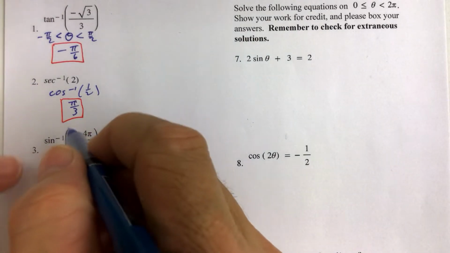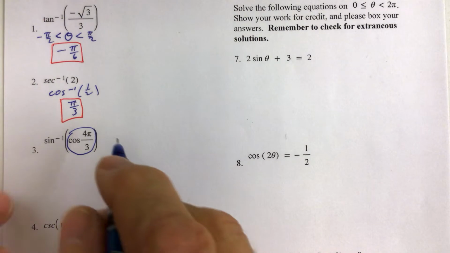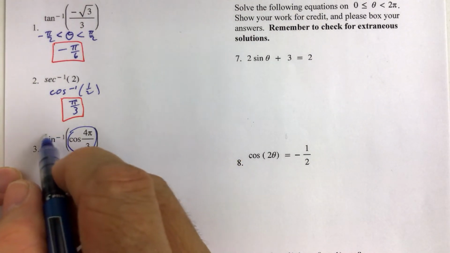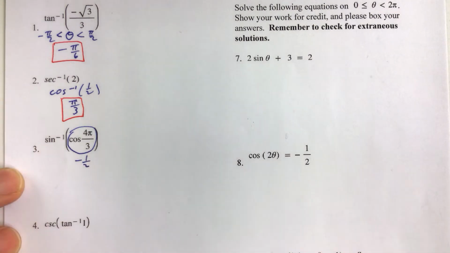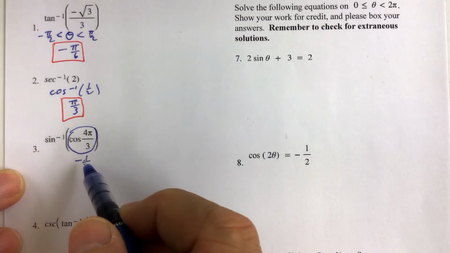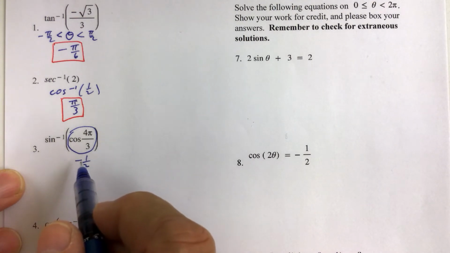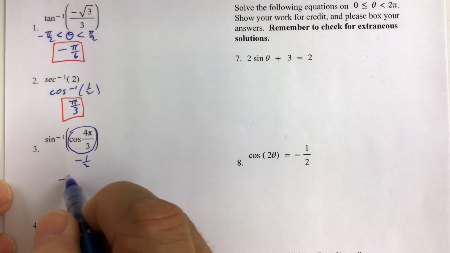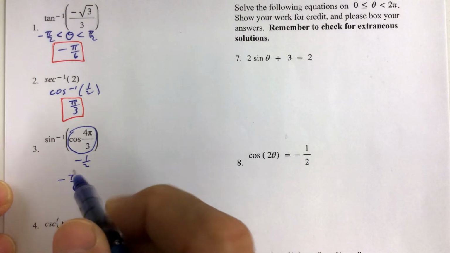Problem 3. We first find the cosine of 4 pi over 3. Now the cosine of 4 pi over 3 is negative 1/2. And then we're trying to figure out the angle in which the sine of the angle is negative 1/2. And again, that angle has to be in between negative pi over 2 and pi over 2. And that angle then would be negative pi over 6.